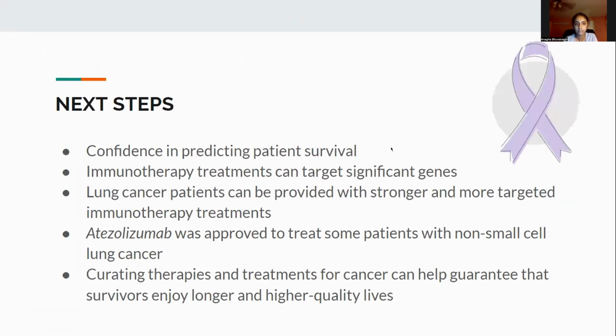So finally, for next steps, these studies can increase our confidence in predicting patient survival. Immunotherapy treatments can target significant genes and increase patient survival. Just last year, atezolizumab was approved to treat some patients with non-small cell lung cancer. Here, we can use a real-life application of our studies to determine which patients are most likely to survive with this medication. All in all, curating therapies and treatments for cancer can help guarantee that survivors enjoy longer and higher quality lives.